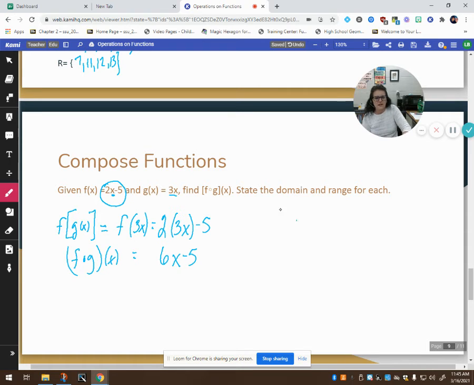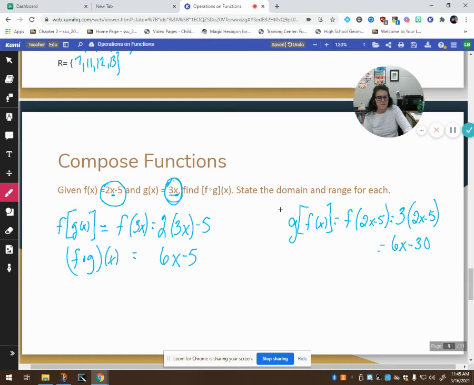Okay, let's do it the other way. Let's look at g of f of x. Well, f of x is 2x minus 5. So we're going to do g of 2x minus 5. So now we look at this function, and wherever there's an x, we put in 2x minus 5. So I have 3 times 2x minus 5. We can distribute, 6x minus 15 is the composition. So see, they don't have the same values. Maybe sometimes they will, but they're not guaranteed to.